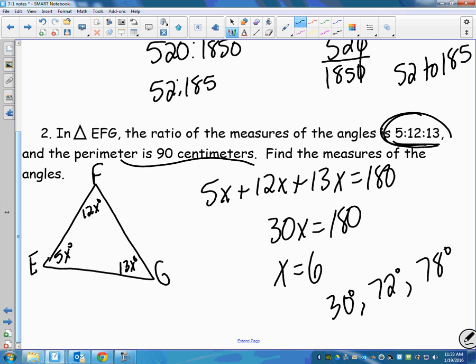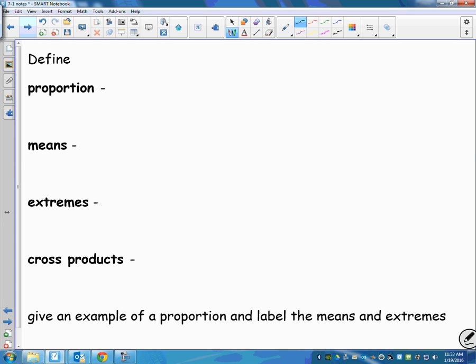So what about this? Perimeter is 90 centimeters. If they had given us the ratio of the sides, we would have needed it, but that's something we didn't need at this point. That's one of those pieces of unneeded information. Again, I'm not giving you tons of examples today.